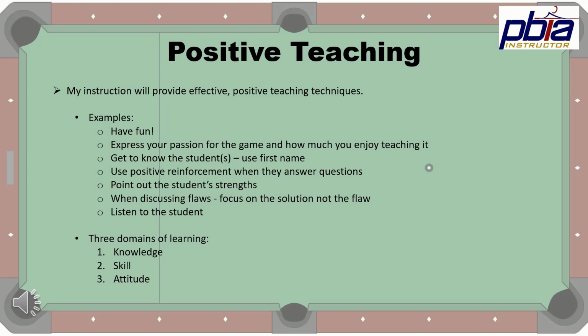There are 3 domains of learning: knowledge, skill, and attitude. Most instruction deals with the knowledge and skill domains. The attitude domain is largely influenced by you serving as a role model. When you exhibit a positive attitude, it can be contagious.